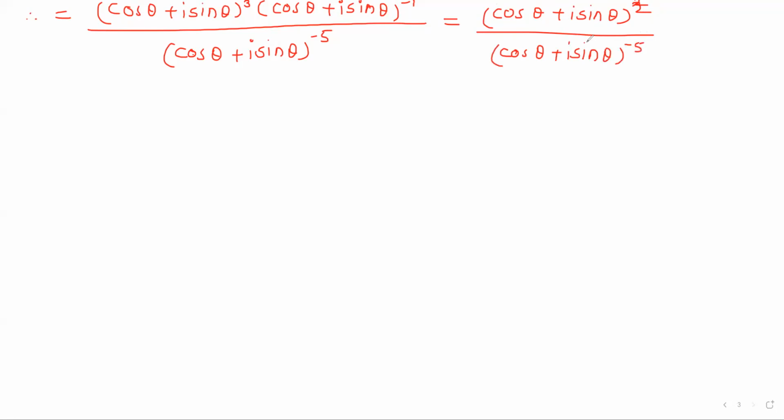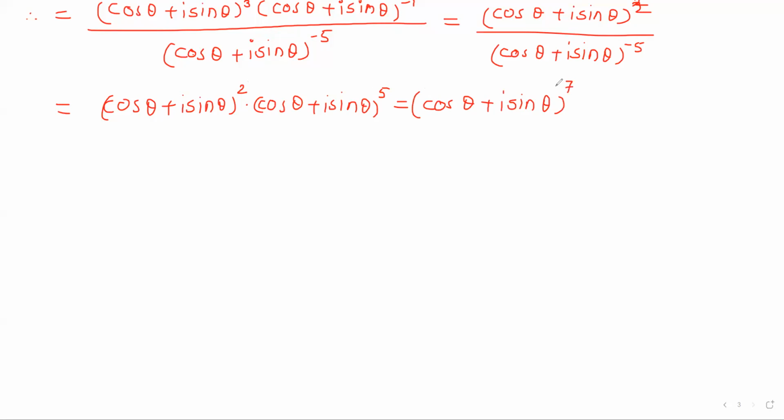If you shift this term to the numerator, it will become raised to +5, and therefore your final answer will be (cos theta plus i sin theta) raised to 2 into (cos theta plus i sin theta) raised to 5. By law of indices, 2 plus 5 will be 7, as bases are same. So your final answer will be (cos theta plus i sin theta) raised to 7. So this is how we can simplify any expression.